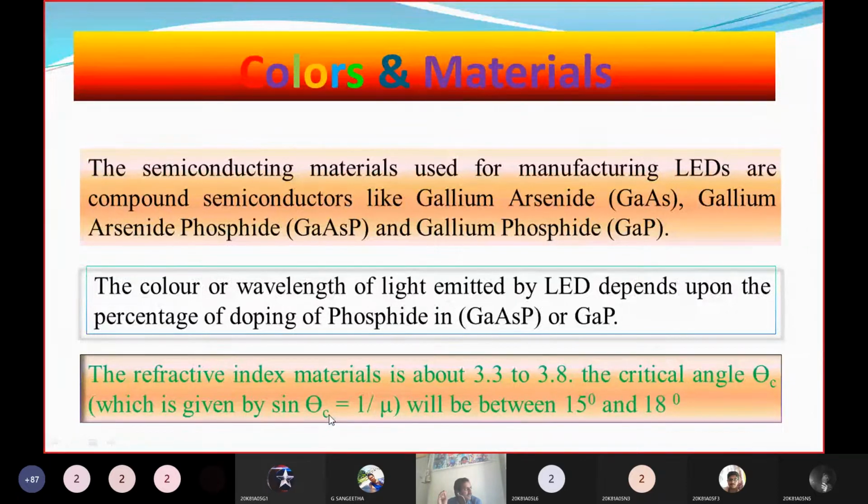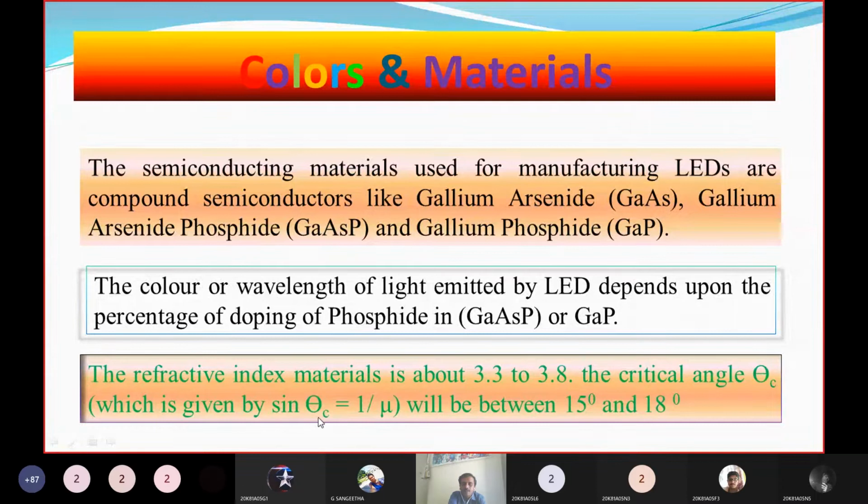Okay, so the critical angle is different for different materials. We'll discuss this critical angle deeply in the fiber optics chapter. Based on this critical angle, whether light comes out or not is decided. So for different materials, there will be different critical angles.